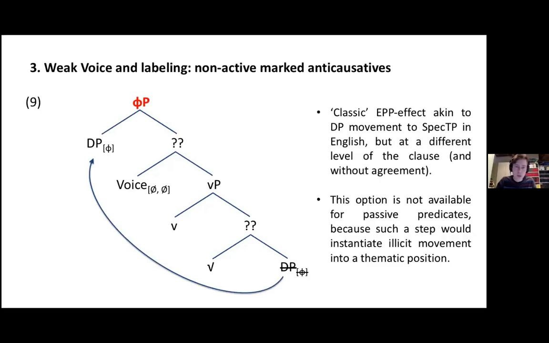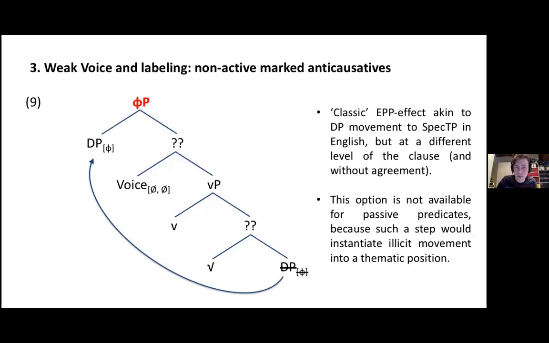Note that this is not an option that you can apply to the passives we had earlier, where there was also a specifier lacking, because there it would really result in a clash between the feature specifications of voice and the agent argument that is semantically there. And it would be some kind of movement into a theta position. That's not something we want.